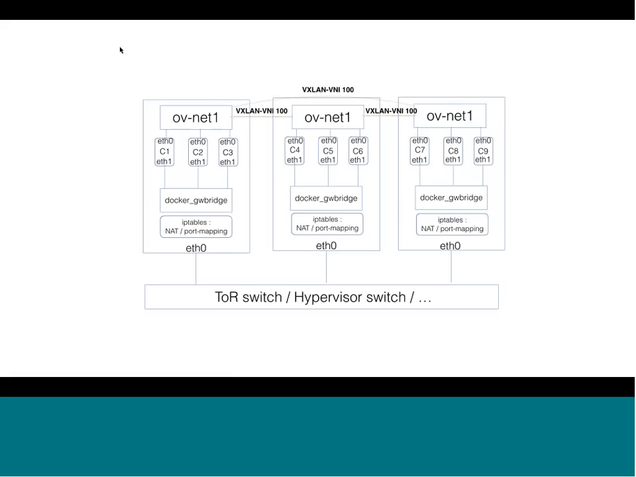And then we also introduced overlay networking. Overlay networking, as I said, is based on VXLAN tunnels, so every node in the cluster can talk to each other seamlessly. Now you get unique IP addresses for the containers, and there's no need for NATing or port mapping if you want to talk to each other within the cluster.